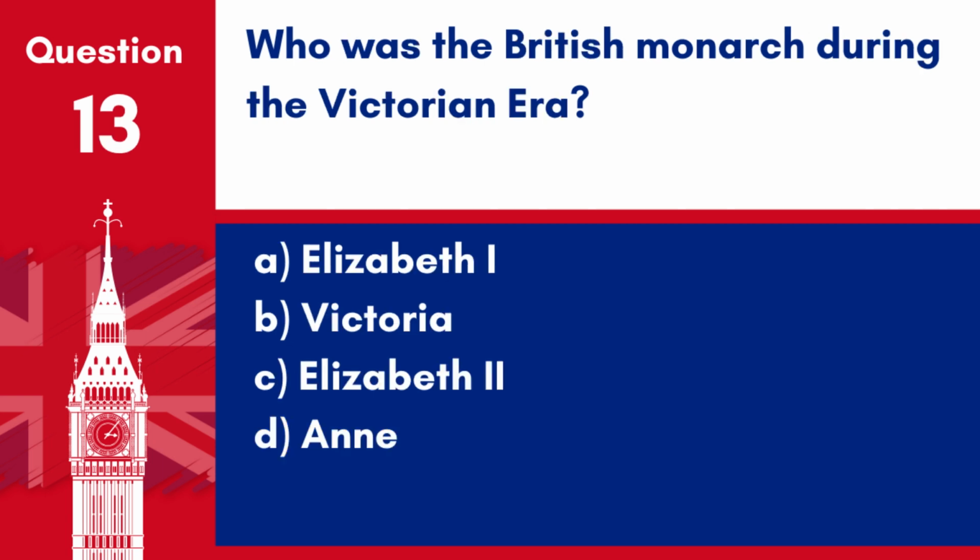Question 13. Who was the British monarch during the Victorian era? A. Elizabeth I. B. Victoria. C. Elizabeth II. D. Anne. Answer B. Victoria. Queen Victoria was the monarch during the Victorian era.